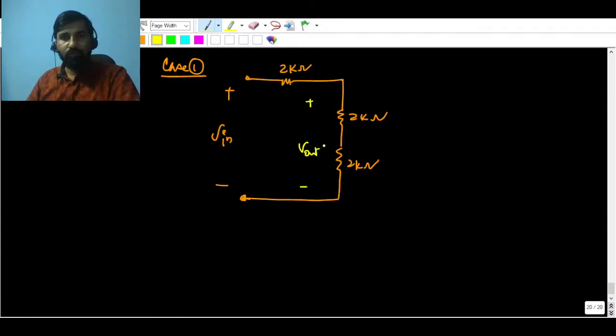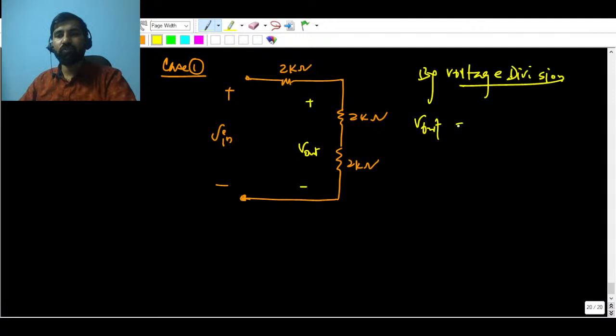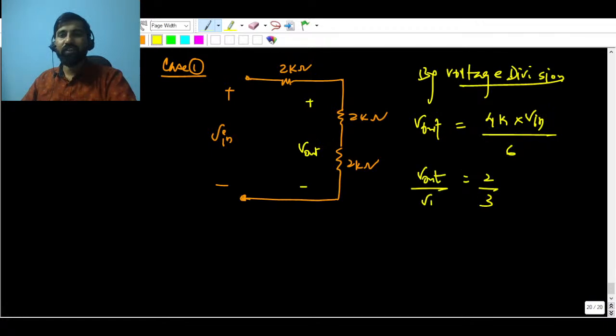So you can add these two resistances. So 4 kilo ohm will be there, and you can apply voltage division. By voltage division, easily you can find out the V out and take the ratio. V out is going to be what? V out is going to be 4k times V in upon 6. It will be 2 by 3, V out upon V in, or you can say 0.66.